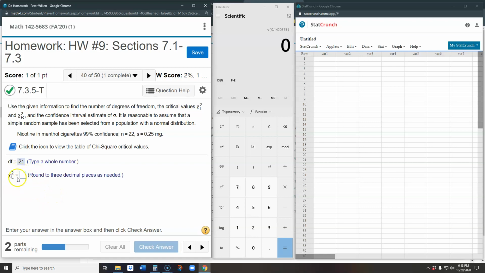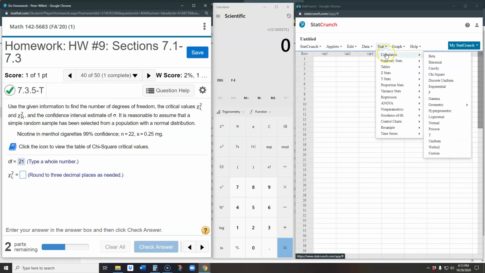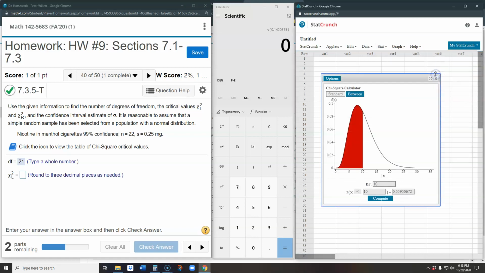So to find chi-squared scores, we want to use the chi-squared calculator. So I'm going to go over, I've already opened StatCrunch. I'm going to go to Stat, Calculators, and then the fourth choice is the chi-squared calculator. So I'm going to click on that. And here it is. Now you'll see a chi-squared is a skewed distribution. It's not a standard normal distribution.